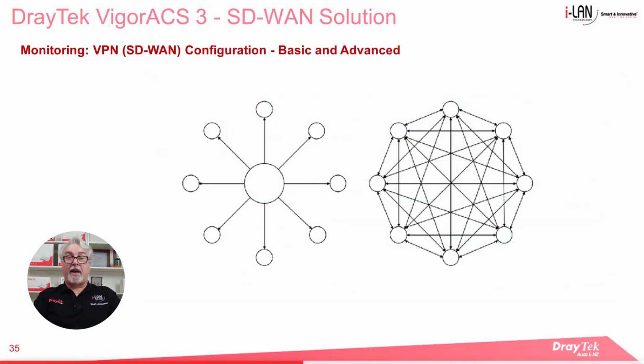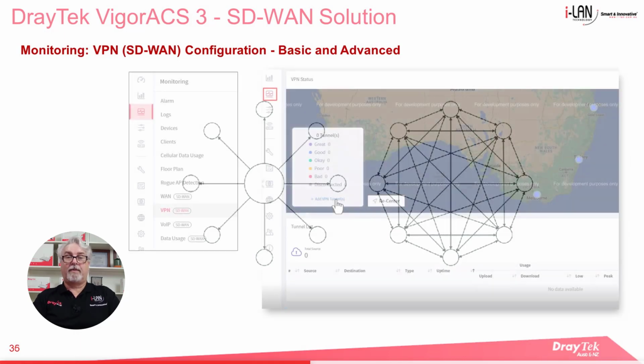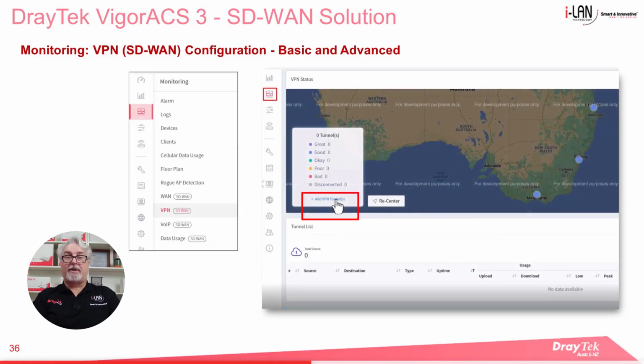Okay, let's now check out how to configure a VPN using the VPN SD-WAN basic and advanced settings. I'll just go through these briefly. We covered the hub and spoke as well as the full mesh VPN wizard in more detail in part 5 of this webinar series if you're interested. Clicking on plus add VPN tunnel within the monitoring VPN SD-WAN page will bring up a configuration wizard to allow you to easily create hub and spoke or full mesh VPN networks.